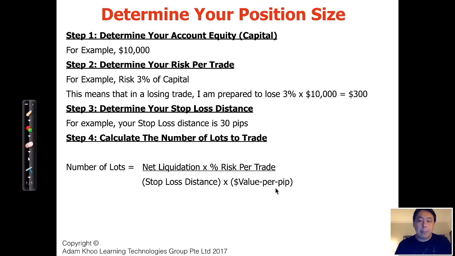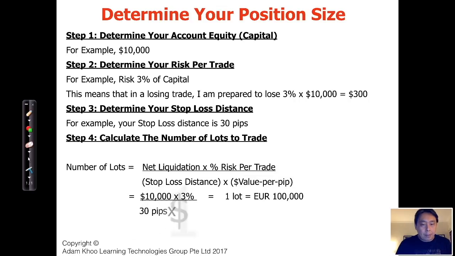So again, this depends on the currency pair. Now for most pairs which are US dollar denominated, it's about $10, right? So Euro USD is about 10 bucks. So you're just going to use 10 bucks. So 10,000 multiplied by 3%, that's $300. Divide by 30 pips times $10, 300 divided by 300 is one lot.